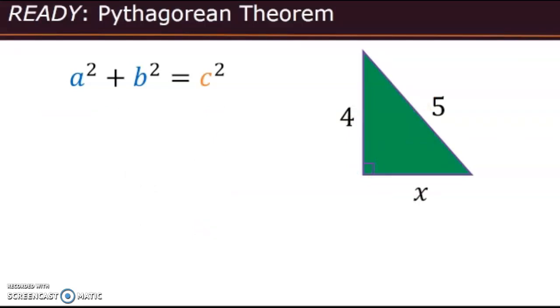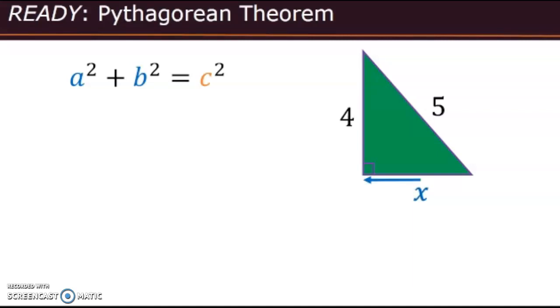Let's do a slightly different example. You need to find the missing side length. Since this is a right triangle, we can use the Pythagorean theorem. Notice that this time the missing side length is a leg of the right triangle because it is a side that is connected to the right angle.